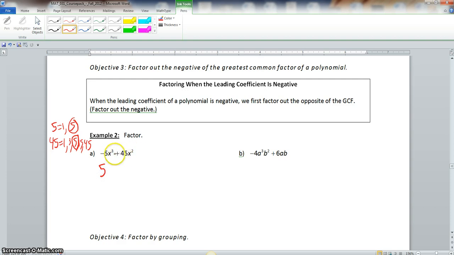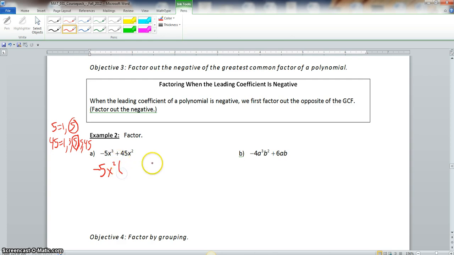Now we look at our x's. We have an x cubed and an x squared. Both terms have an x, so we take the x with the lowest exponent, which would be x squared. Now, since our lead coefficient was negative, then we will write our negative here. So it'll be a negative 5x squared.